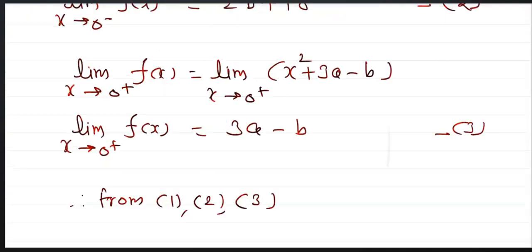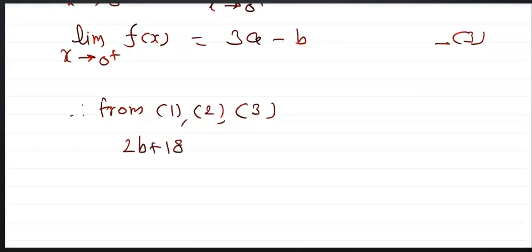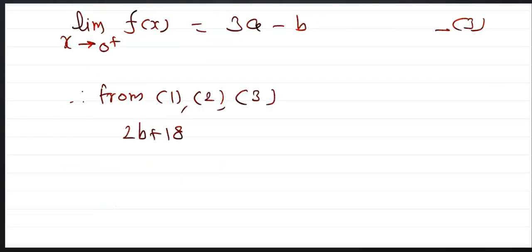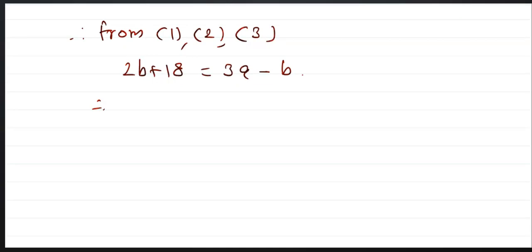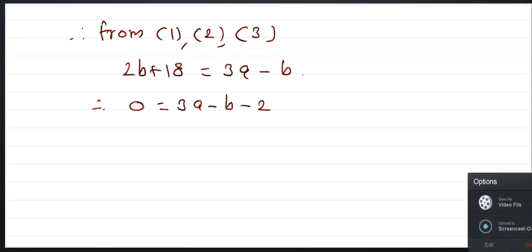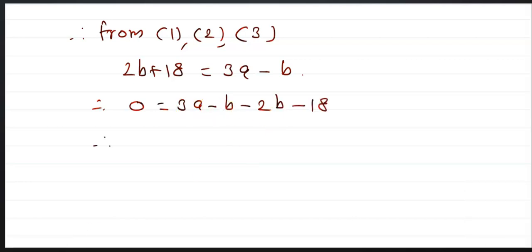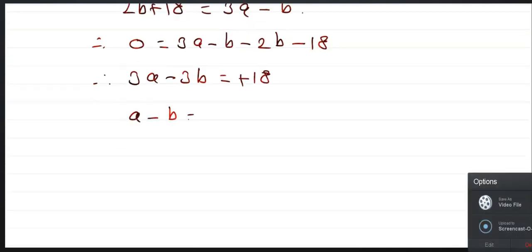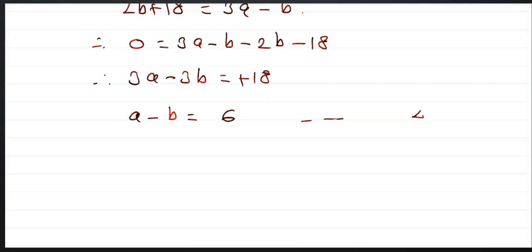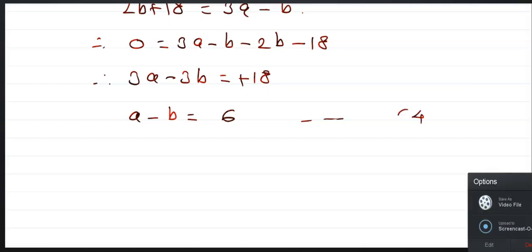From 1, 2 and 3, you get the left and right hand values of the function. That is, 2b plus 18 is equal to 3a minus b. That is 3a minus b minus 2b minus 18 equals 0. Therefore 3a minus 3b is equal to 18. Therefore a minus b is equal to 6. This is the fourth equation.